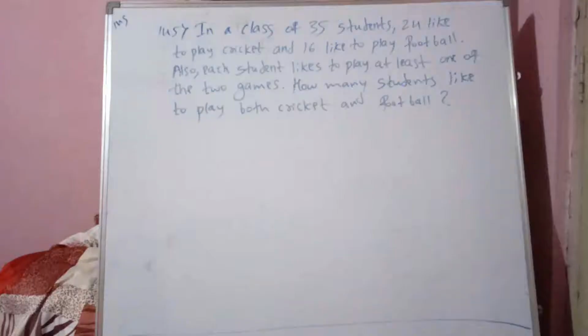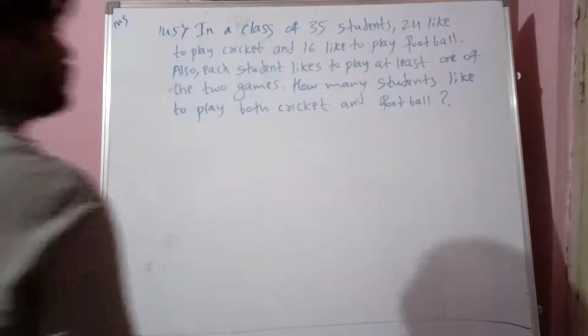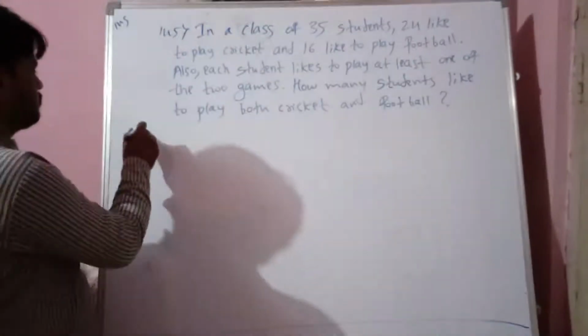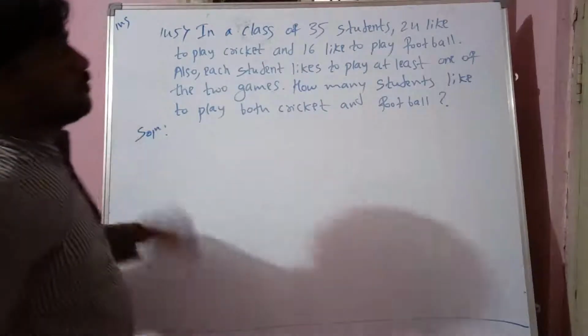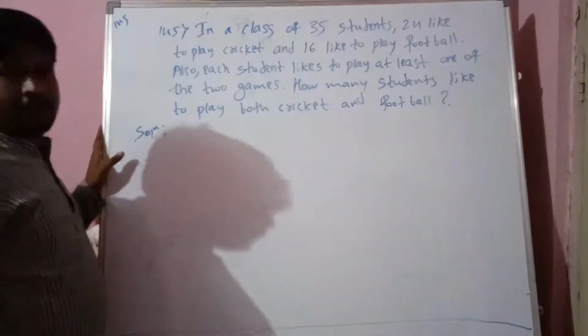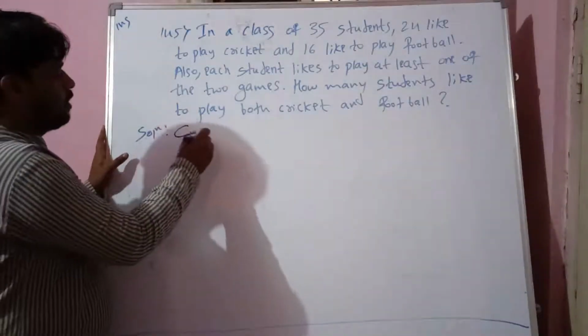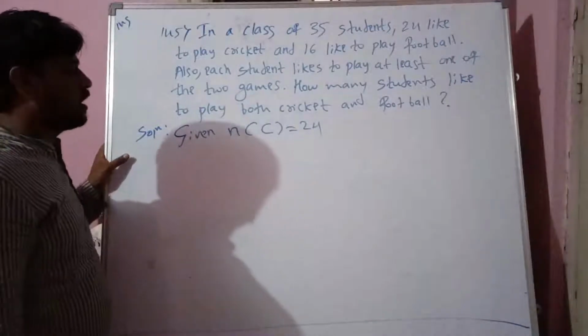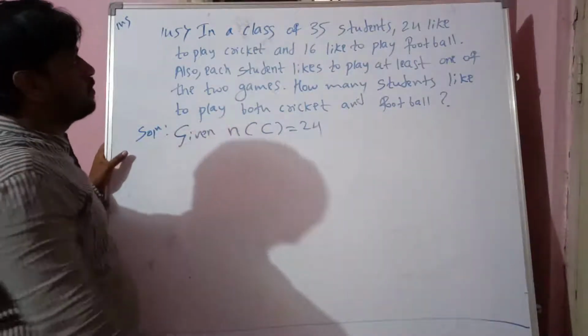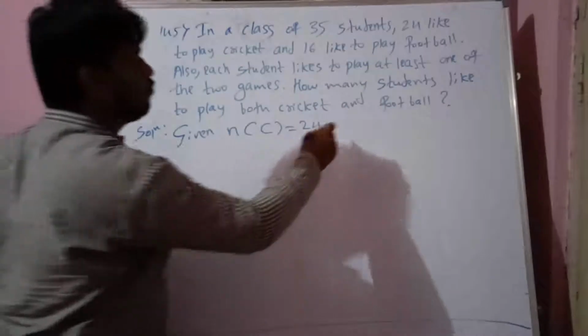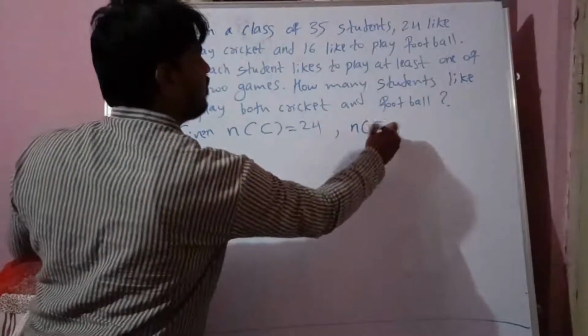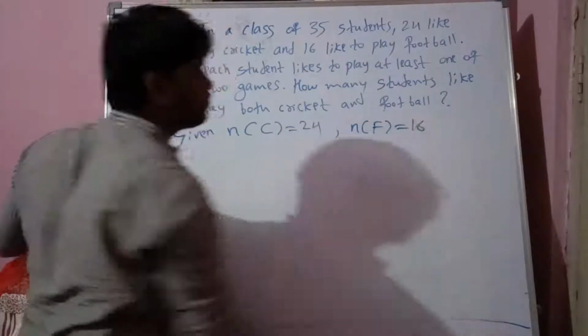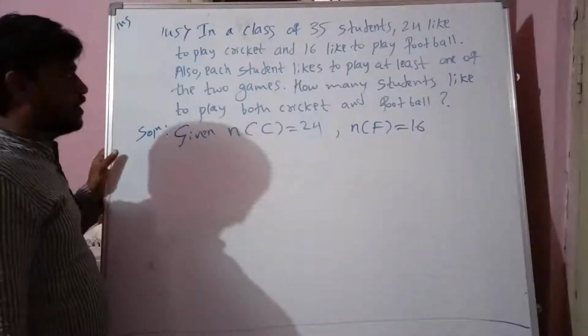Next one, you take another one. In a class of 35 students, 24 like to play cricket. So therefore you take n of C. 24 like to play cricket means n of C becomes 24. 16 like to play football. n of F is 16.